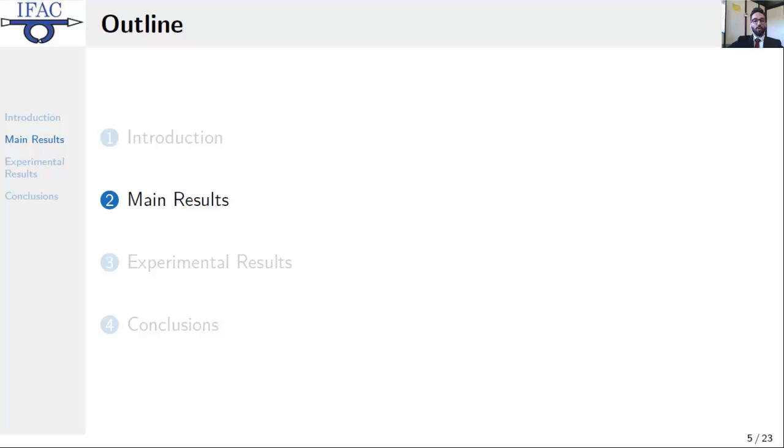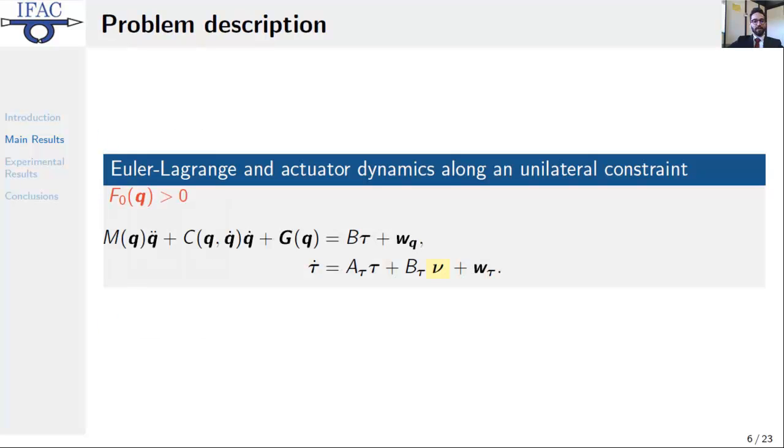Now we would like to show our main results. Let's start with the problem description. Consider a Euler-Lagrange actuator dynamics along a unilateral constraint F0 depending on position, which is greater than 0. When this is the case, our dynamics is given by these equations, where here we have the system dynamics and here we have the actuator dynamics.